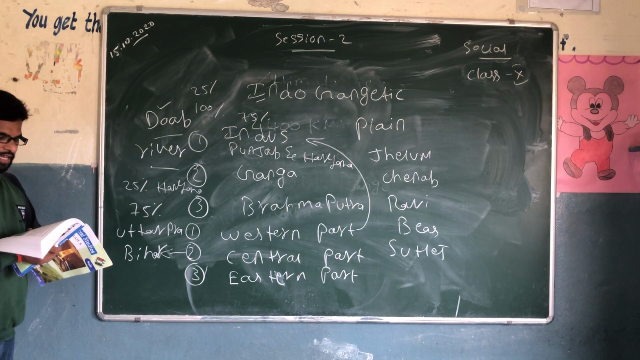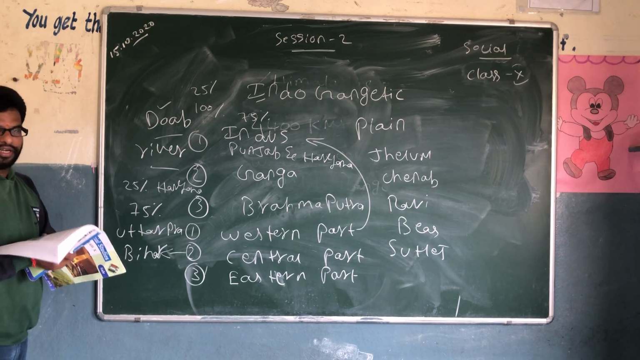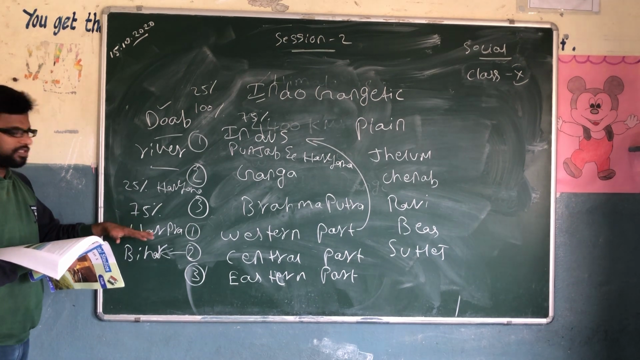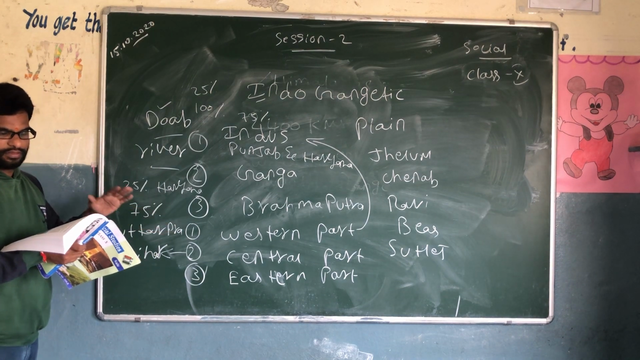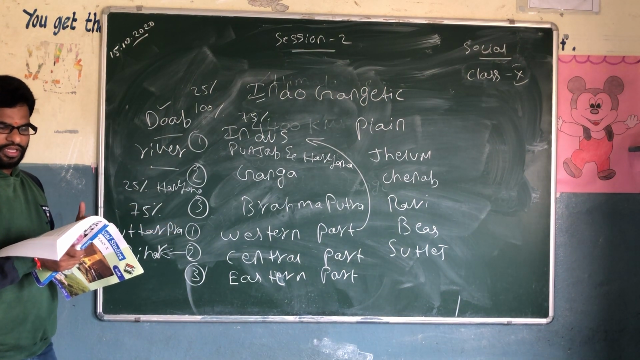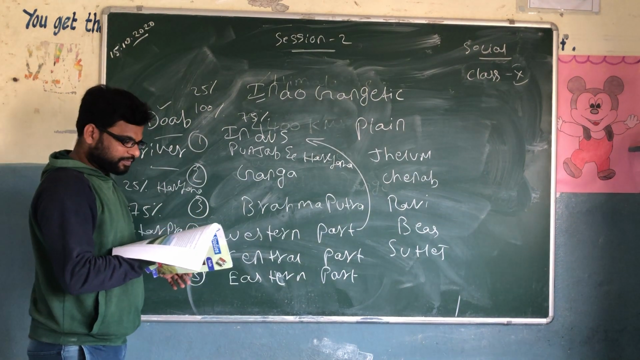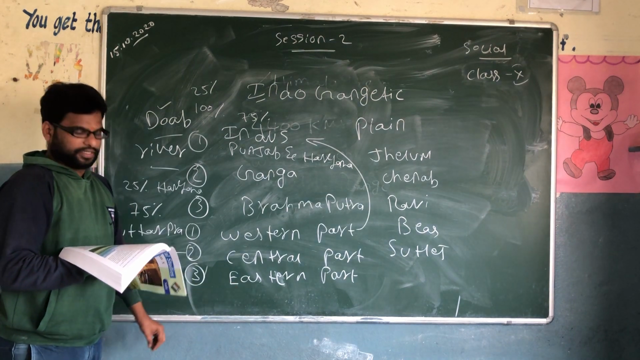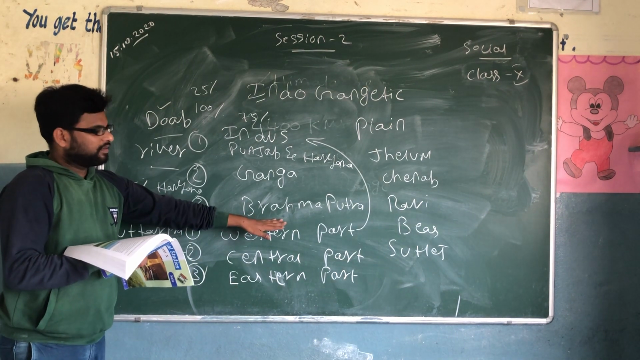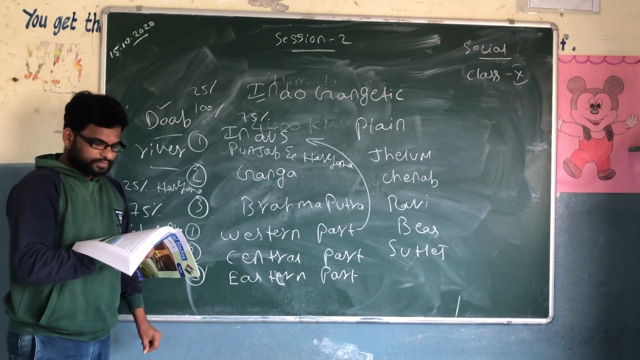Here the river Ganga, Yamuna and their tributaries, Son, Kosi, etc. drain. These are all rivers that are drained: Yamuna, Brahmaputra, Ganga, Son, Kosi, etc. Next, we will discuss the eastern part, how the eastern parts are flowing. Brahmaputra, how it is flowing in the eastern part.